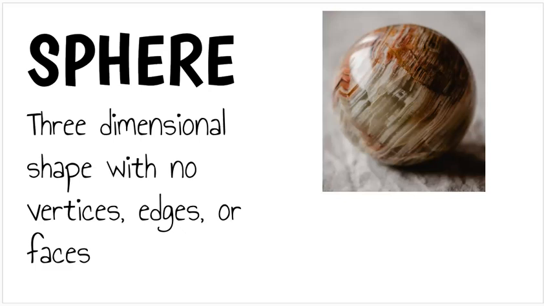Next, we have a sphere, and that is a 3-dimensional shape with no vertices, no edges, or faces. It's like a ball. So a sphere, 3-dimensional shape with no vertices, edges, or faces.